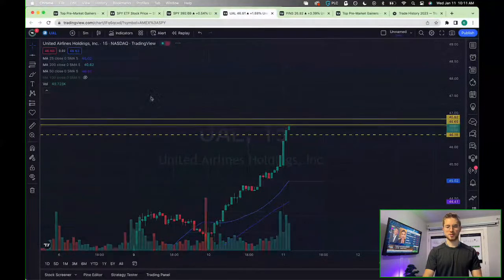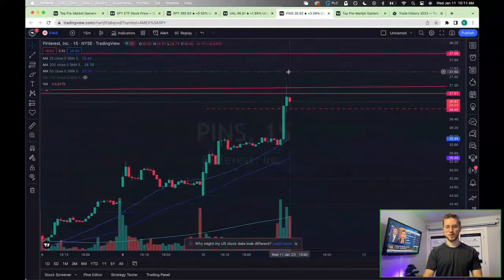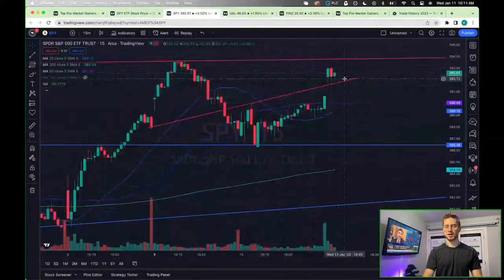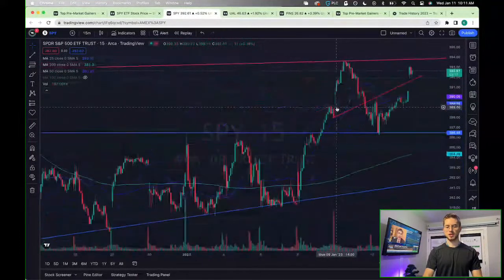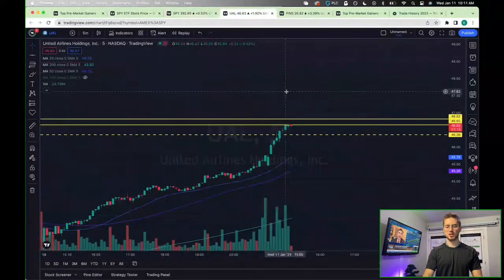Just flip to the 5-minute UAL. Pins is still hovering. Taking a look at the SPY, it's still just consolidating, potentially putting in some bullish consolidation. But we shall see. Don't put too much stock into this movement ahead of the CPI. CPI could drastically change things ahead of the report.